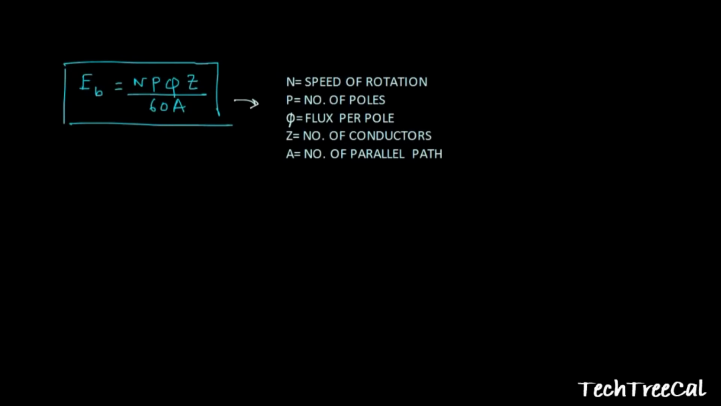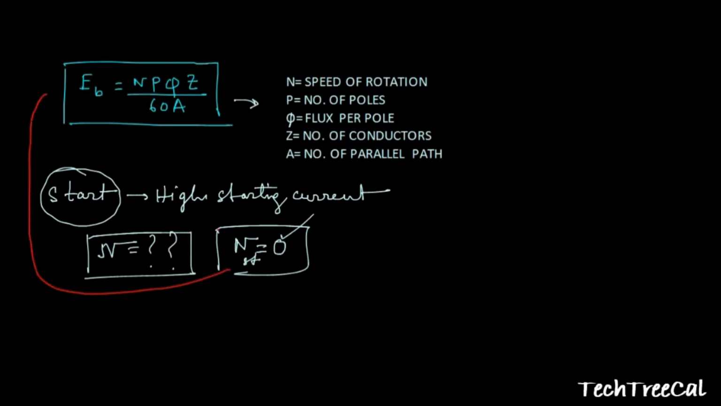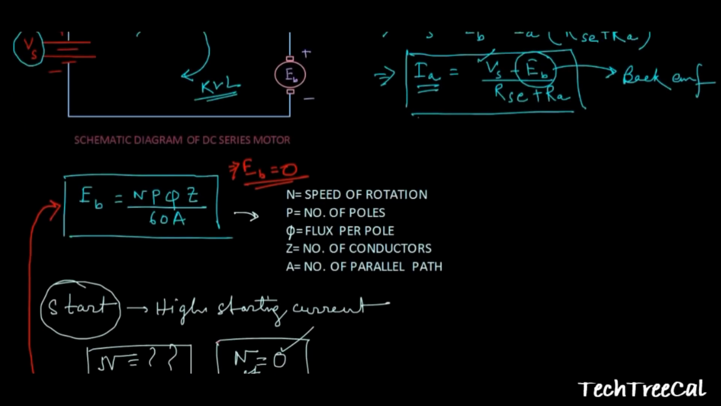Now let us understand one thing. When the motor is going to start, because I have previously said about high starting current, in that context, when it is going to start, does it have any speed? The answer is, at the starting, speed is equal to 0. Reason? Because the motor is in stationary condition, it is not rotating, so the speed is obviously 0. So when the speed is equal to 0, taking N equal to 0 and putting it into this equation, we simply get EB is equal to 0.